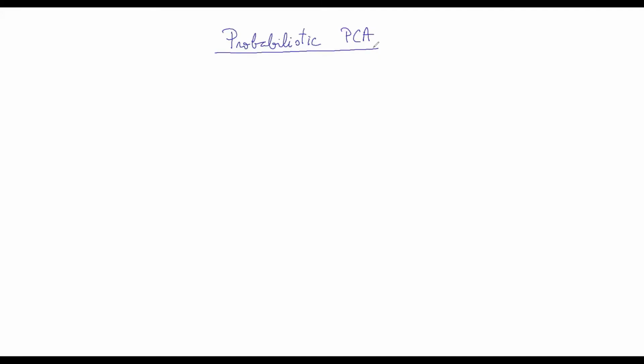We discussed in this video the probabilistic formulation of principal component analysis. The way we go about this is similar to what we had before, but we are adding the idea that our variables are really random variables given by Gaussian distributions.